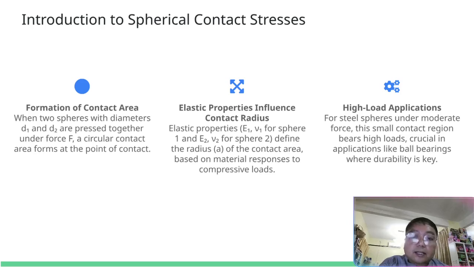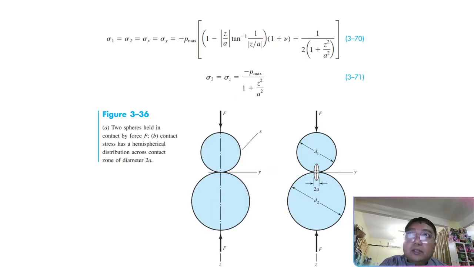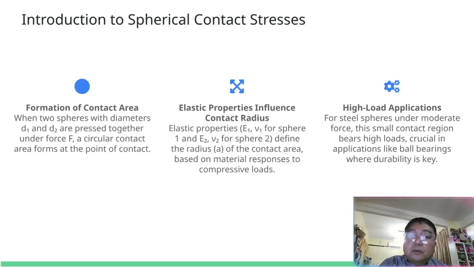You can imagine a ball bearing. When you see it from this view, it is like a circle. The place that is in contact is called spherical contact stress. So you can see the equation given here is also from the textbook.